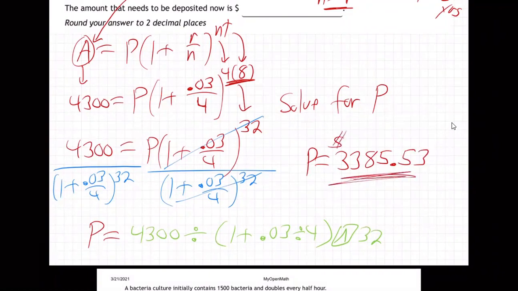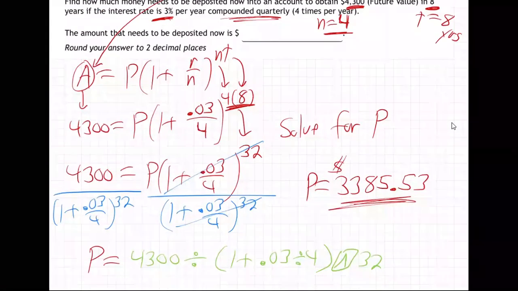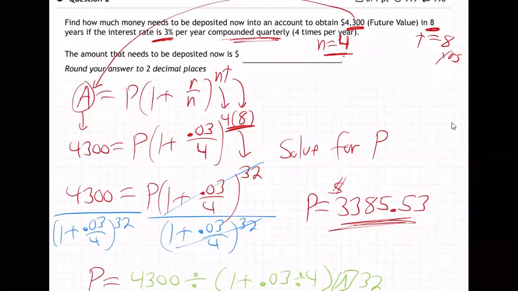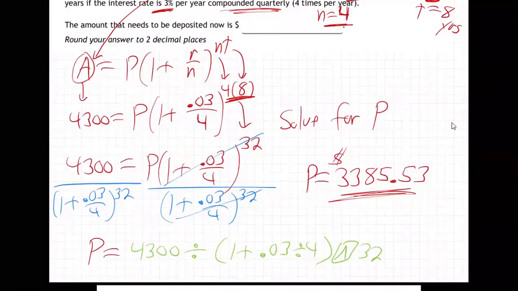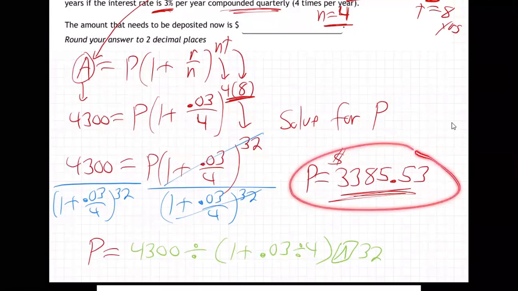So there it is. So in other words, you've got to invest $3,385.53. That's the amount of money you have to invest, and it'll grow to become $4,300. That's interesting, huh? You'll gain almost $1,000, just under $1,000, and that'll take 8 years. In 8 years, compounded that way, it'll grow to be $4,300.